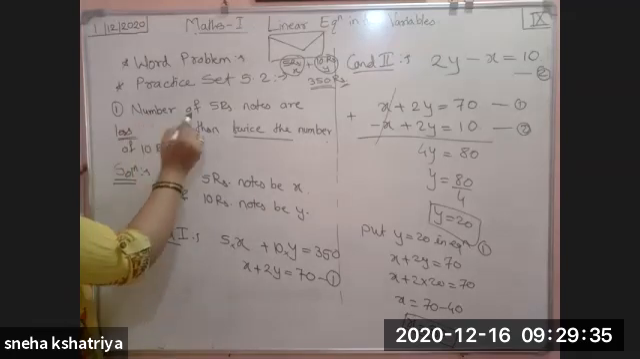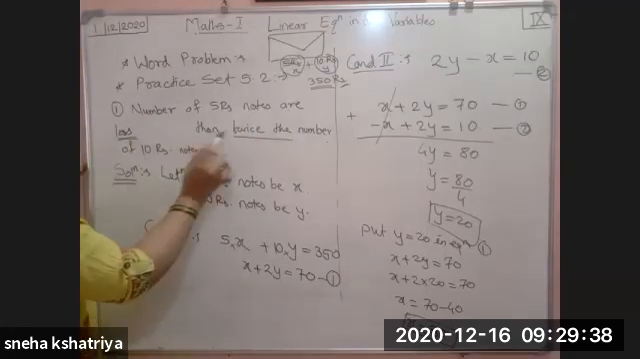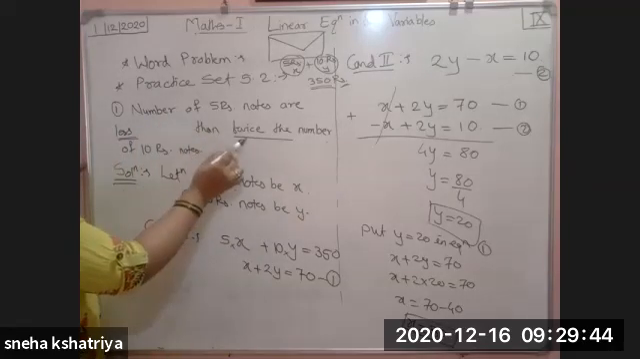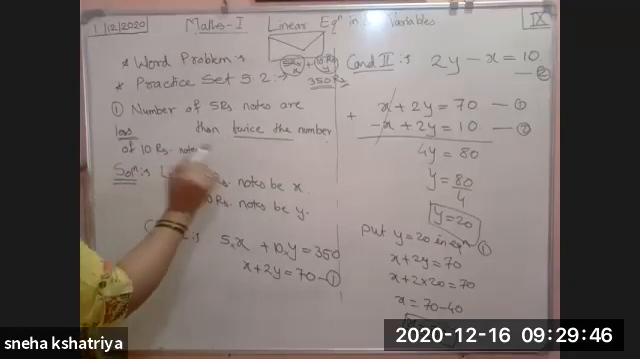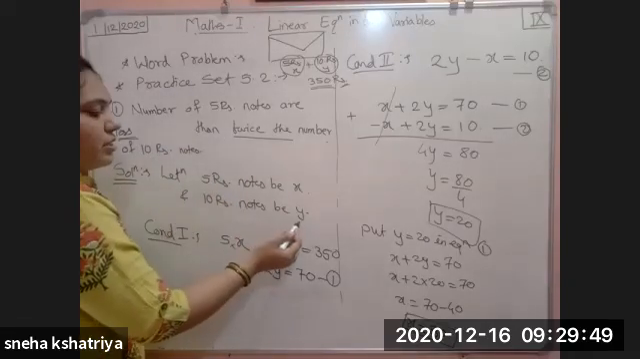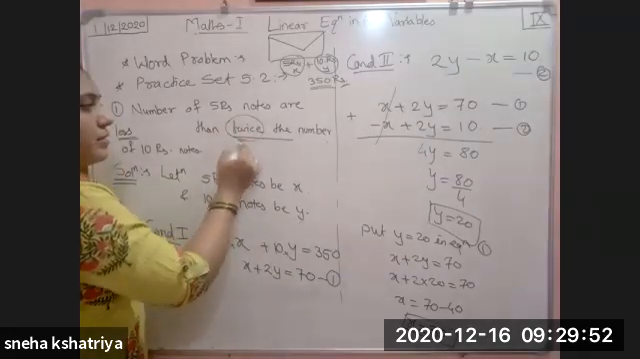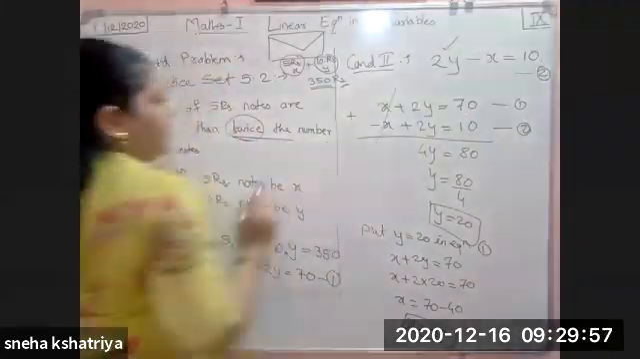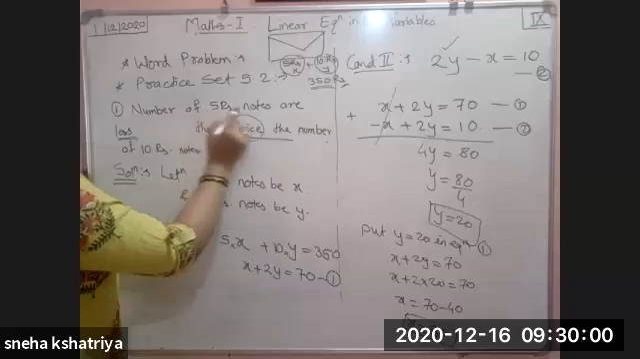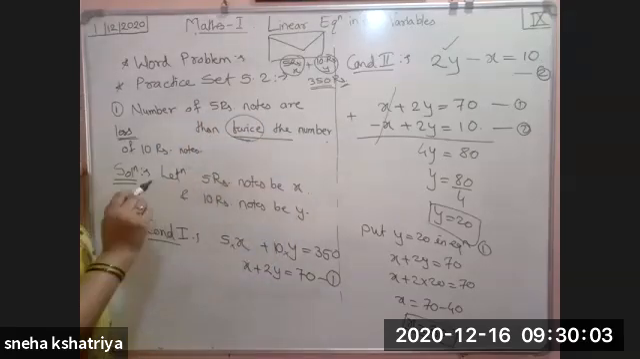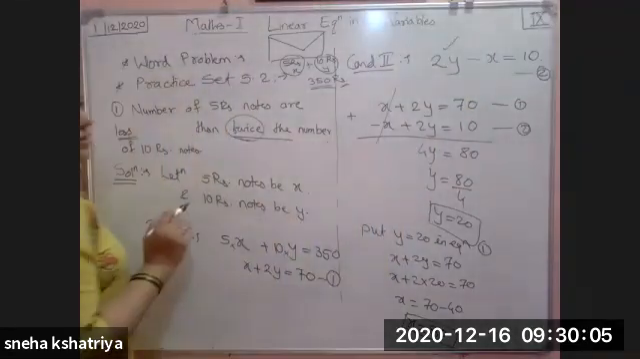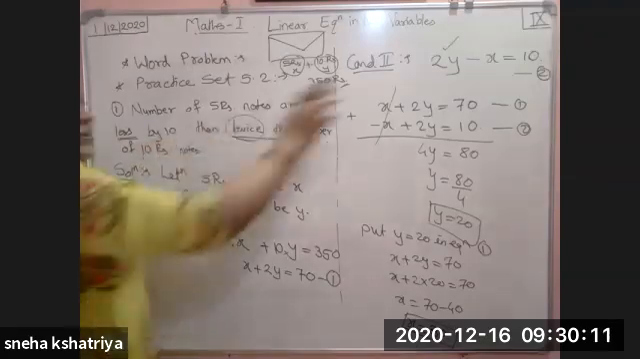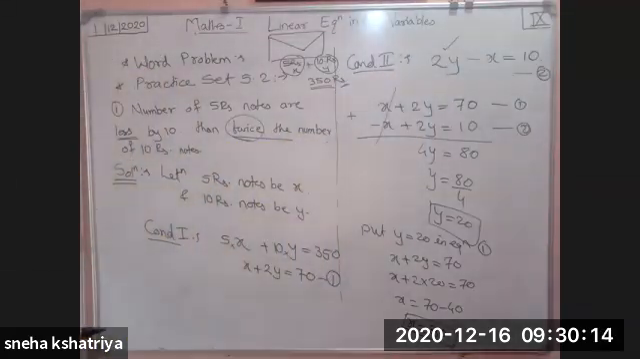What I am saying is, the number of 5 rupees notes is less than twice the number of 10 rupees notes. So twice the number of 10 rupees notes, where 10 rupees notes is considered as y, should be 2y. Less means a minus sign. Less by what? 5 rupees notes, considered as x. So less by x, which is equal to 10, because the difference of 10 comes on the right side.